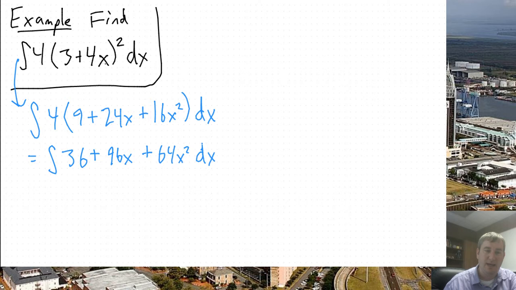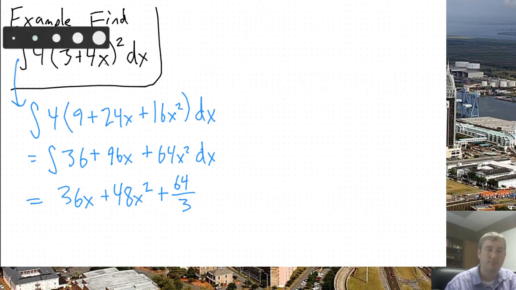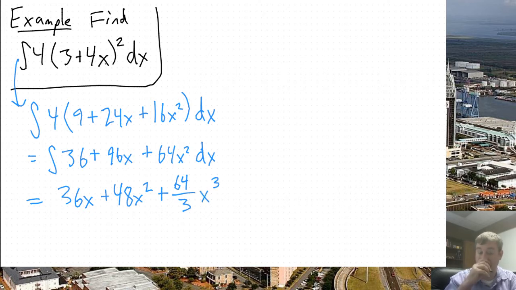And that integrates to 36x plus, the x becomes x squared, so we'll divide by 2 to get 48 for the new coefficient. And since 64 does not divide evenly by 3, that would be 64 thirds x cubed, since the square becomes a cube. And of course we integrated, so that's plus c.